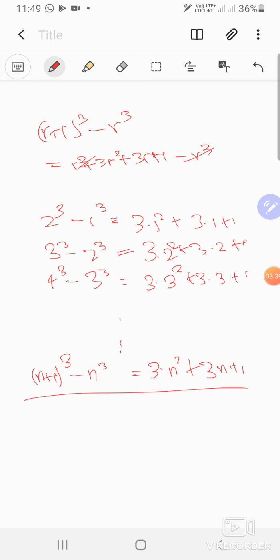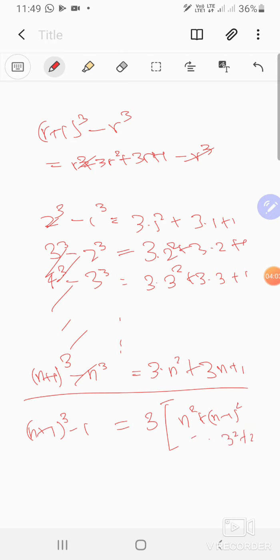So now just add all these equations up. You can see that this is going to telescope to n plus 1 whole cubed minus 1. So n plus 1 whole cubed minus 1 has to be equal to, first of all, just collect all these threes. So you'll have 3 common, and then you have n squared plus n minus 1 squared plus n minus 2 squared, keeps on going like that till you have 3 squared plus 2 squared plus 1, which is exactly what we want to find.